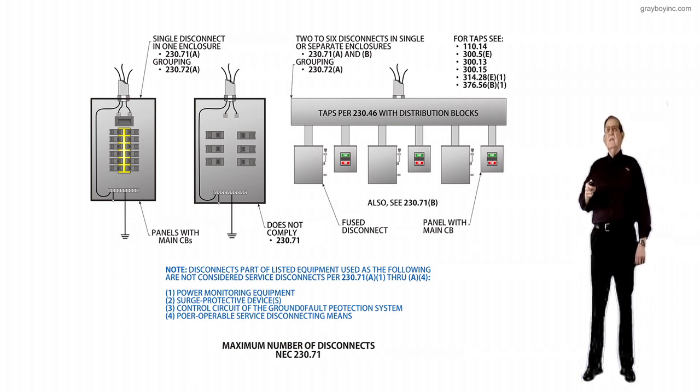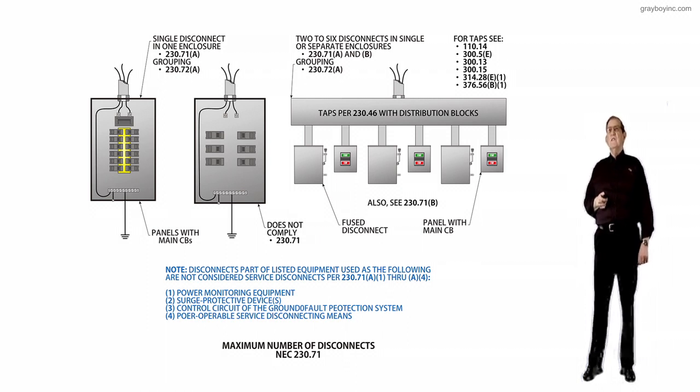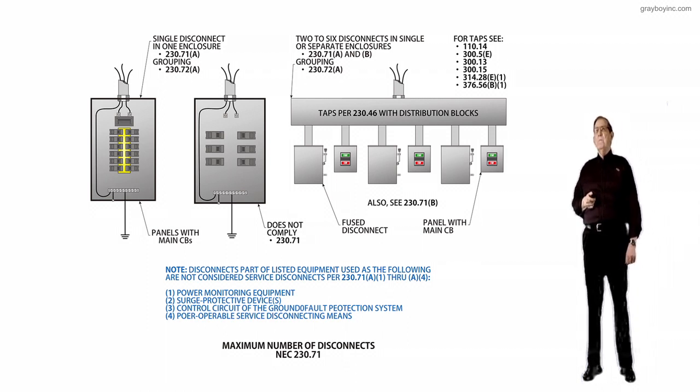This here now, 2 to 6 disconnects in a single or separate enclosure in accordance with 230.71(A) and (B), and then we have them grouped, as you see underneath this auxiliary gutter, in accordance with 230.72(A), as in apple. Now, notice those are taps according to 230.46.